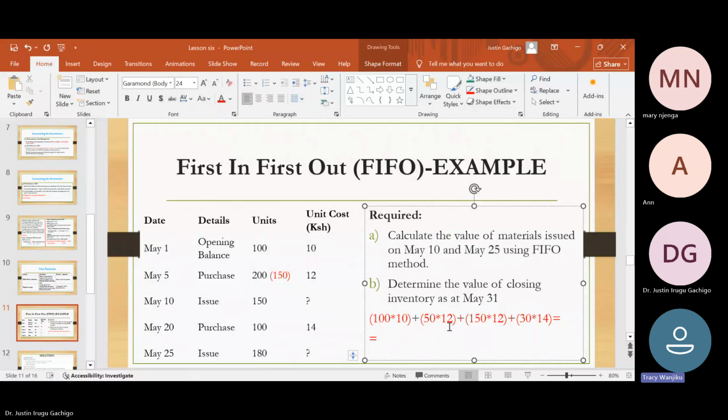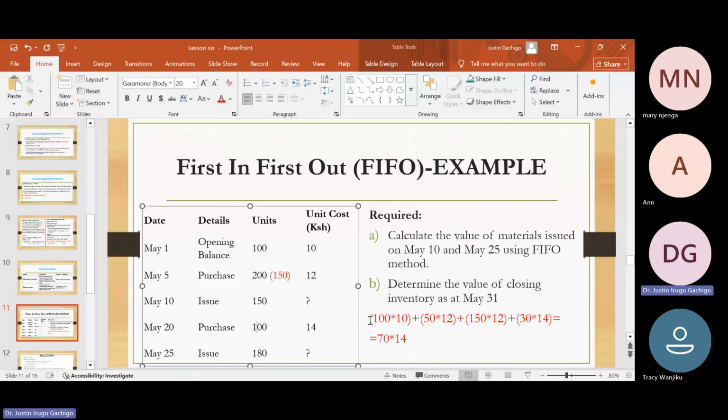100. No. Is it? No, it's not 100. 70 units. How much? 70. Yes, 70. So 70, what will be the value of this 70? You multiply by 14.